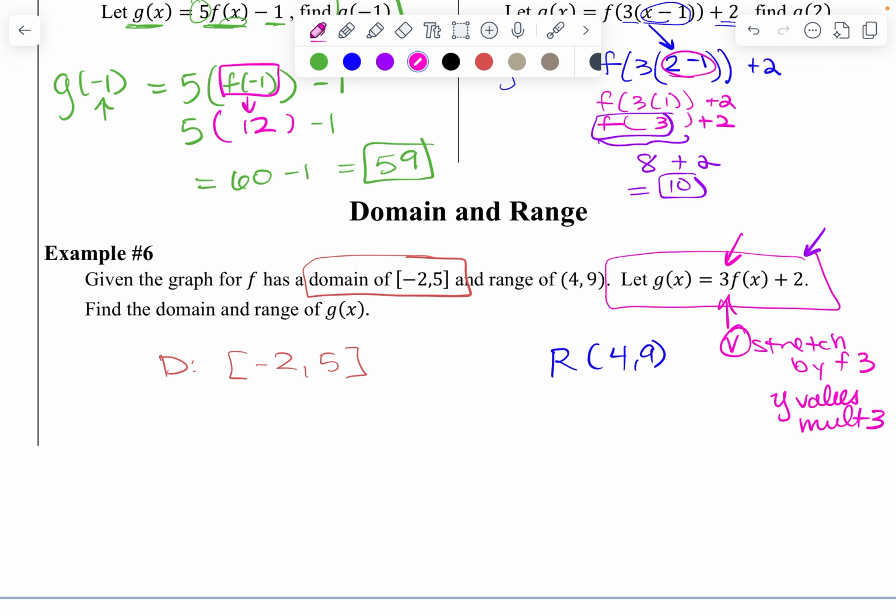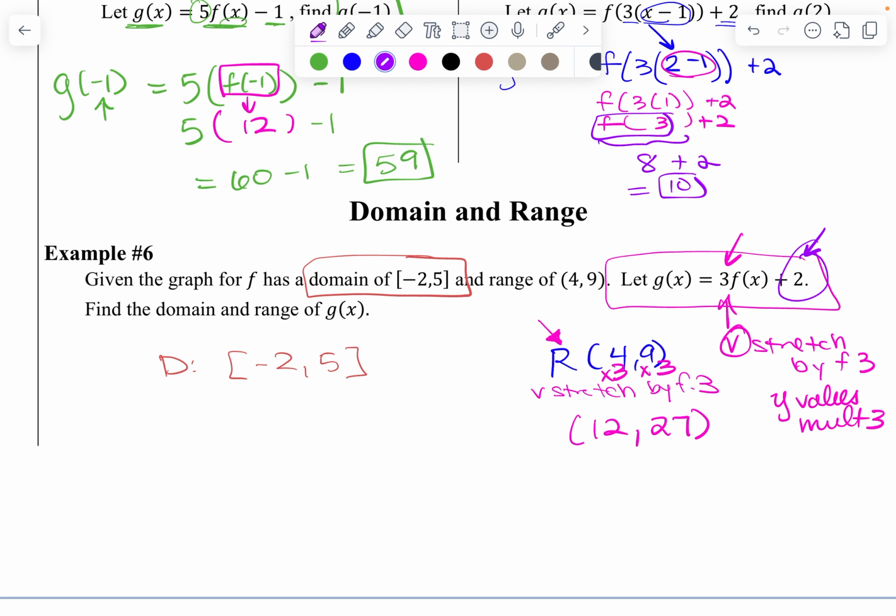So let's do this first. If we were going to do a vertical stretch by a factor of 3, that means our y values, or the range, is going to multiply by 3. So if I multiply both 4 and 9 by 3, we get 4 times 3 is 12, 9 times 3 is 27. Okay, that's if I vertically stretched that range.